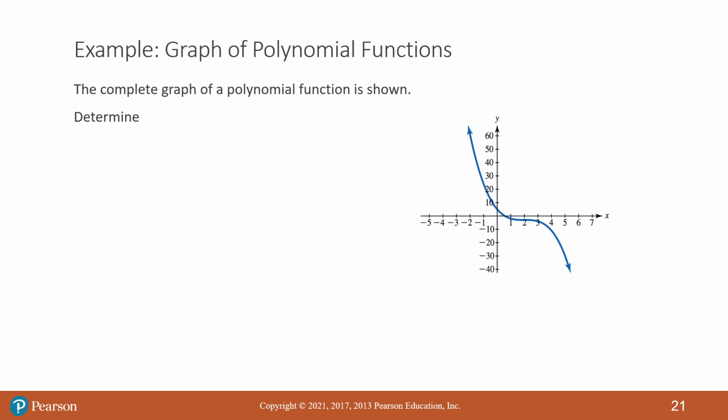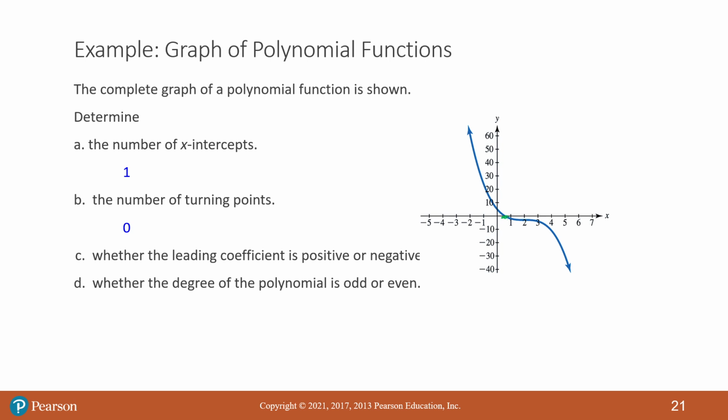Let's look at the complete graph of the polynomial function shown. Determine the number of x-intercepts. Well, look here. This one just has 1. Okay, the number of turning points. Now, this one doesn't turn at all. It stays in the same direction the whole time, it just slows down a little bit. So we don't have any turning points on this one.